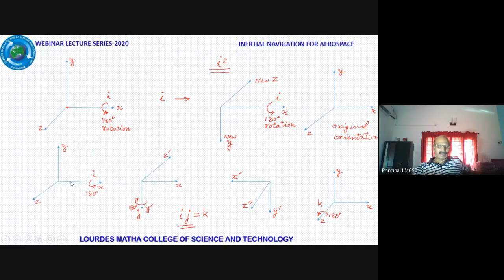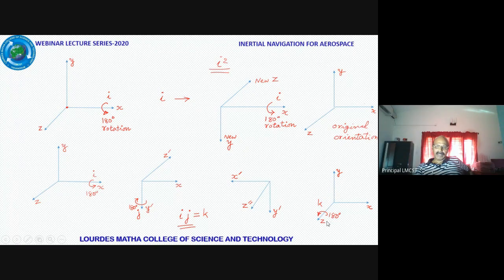Now let us take another case, ij. I is a rotation about the x-axis, that gives this particular orientation. Then I give a rotation about my y-axis, the resultant y-axis, by 180 degrees. That will take us to this orientation. And now, suppose this figure and this figure are the same. Suppose I had given one single rotation about the z-axis by 180 degrees, that would have also given the same thing.